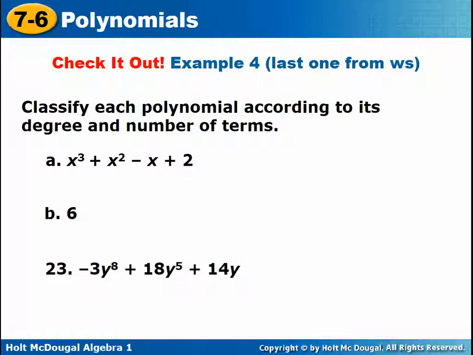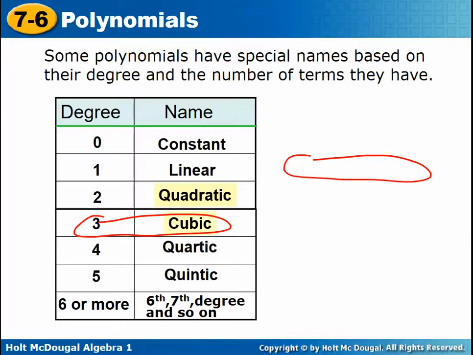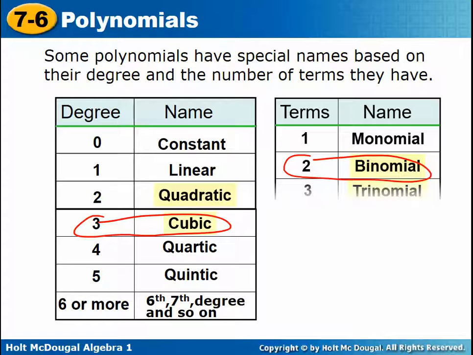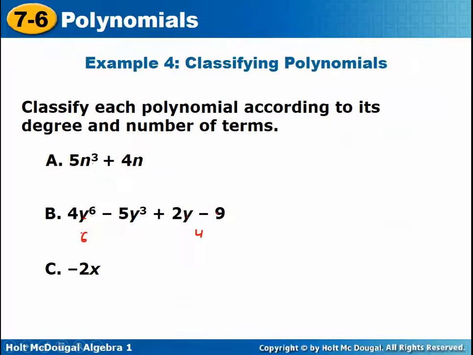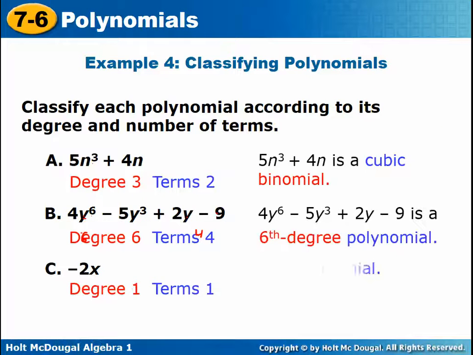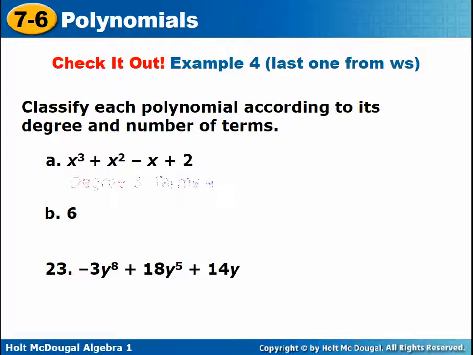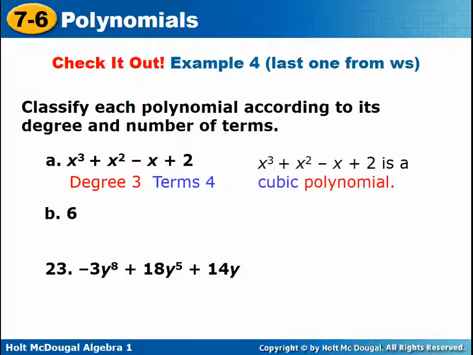Here's a few more. One of these is from your worksheet. The other two are just examples. A is just an example. We have x to the third plus x squared minus x plus 2. 4 terms and a degree of 3. So you can look at your table. A degree of 3 is cubic, but for 4 or more terms, we just call it a polynomial. So it's going to be a cubic polynomial.